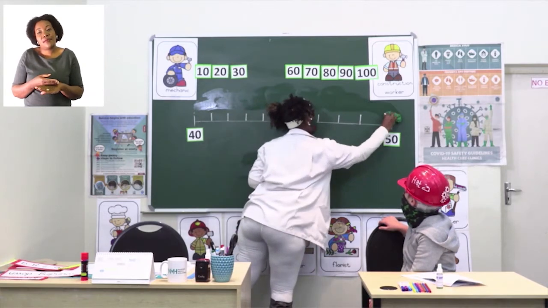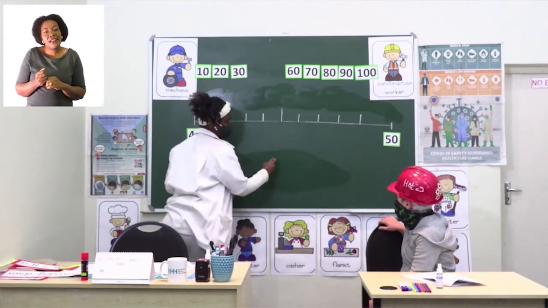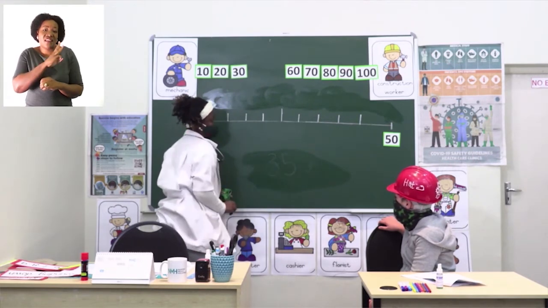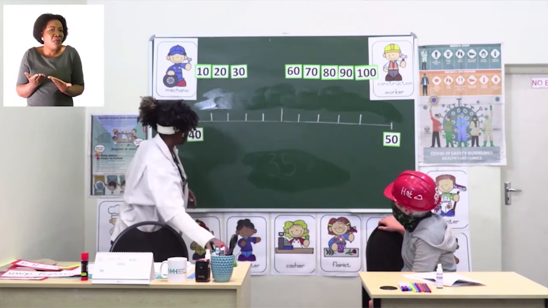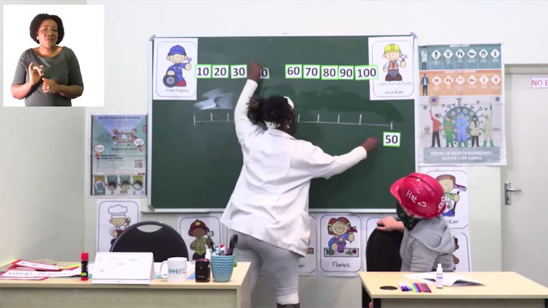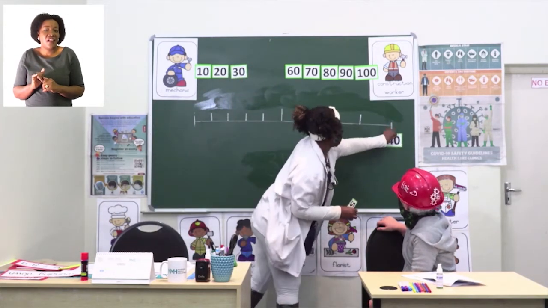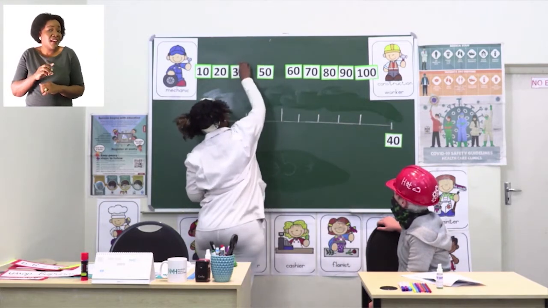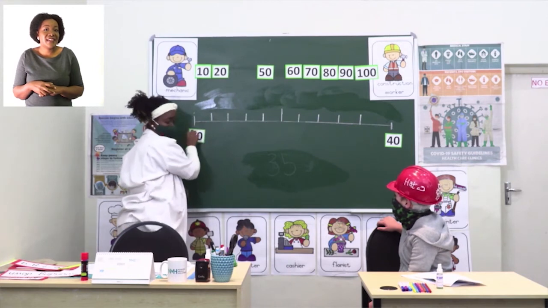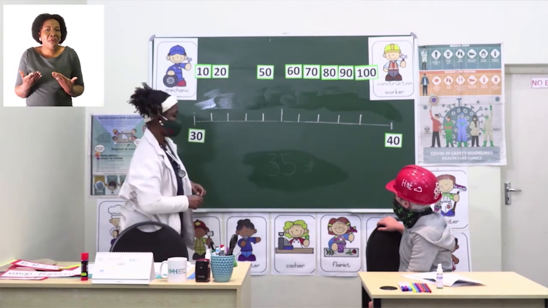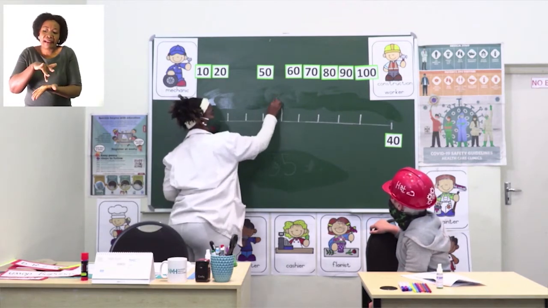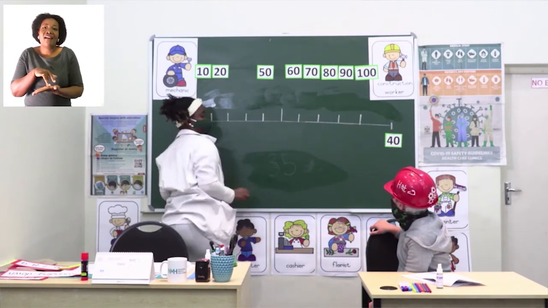Say, for example, if we have 35. Where do we find 35? Between which two tens? 40 and 30. Very good. We find it between 30 and 40. But where exactly do we find it? We find it in the middle. Here we find 35. Now what do we do?